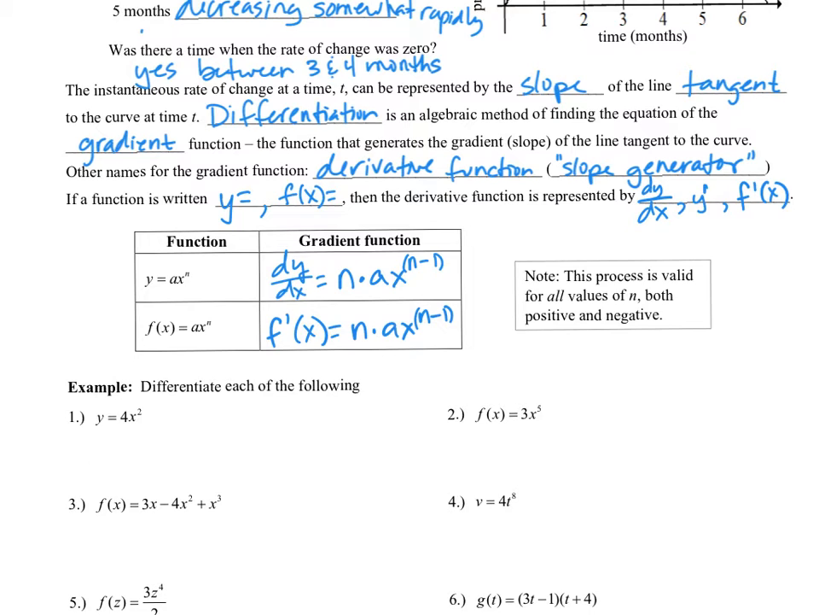Now, one thing to note, and you'll see some examples of this in a minute, this process is valid for all values of n, okay, so for all exponents, both positive and negative.